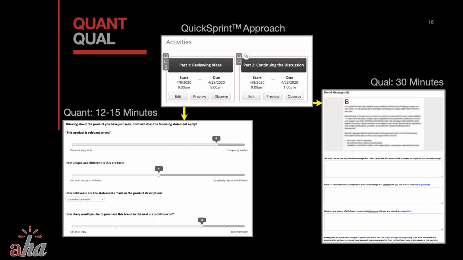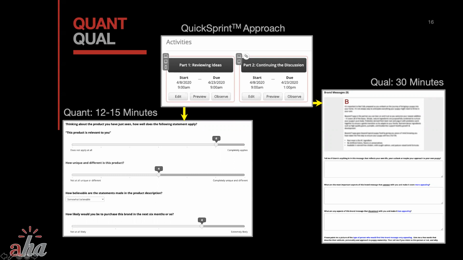So this is the quant qual version here that you're seeing a visual of. What would happen is a respondent comes in and they basically have 2 activities. This first one here is the quant survey. Again, generally about 12 to 15 minutes. Most of it quant, if not all of it.